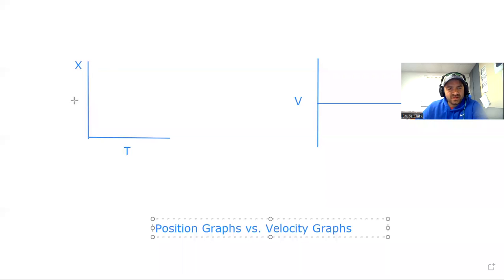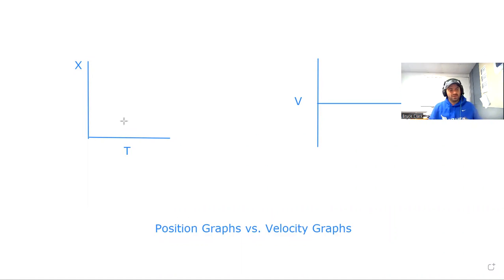On the left, this is our position graph. We use X, as the displacement or its current position. So if you are running away from me, he's at 20 meters, he's at 30 meters, he's at 40 meters, etc. And then on the right, we have velocity versus time. Now, let's talk about how the two are related.